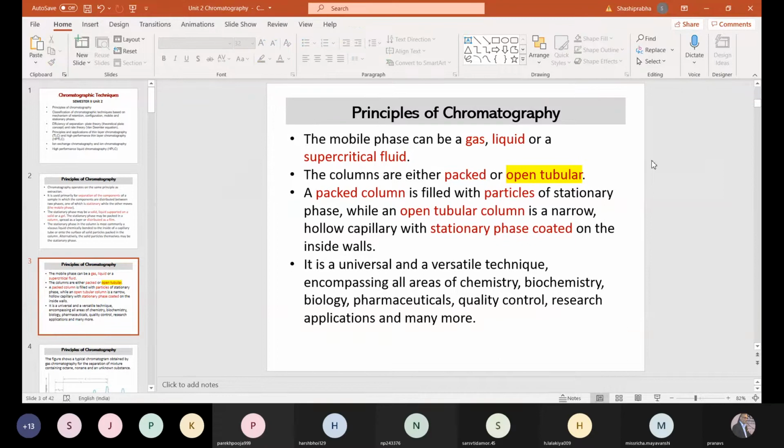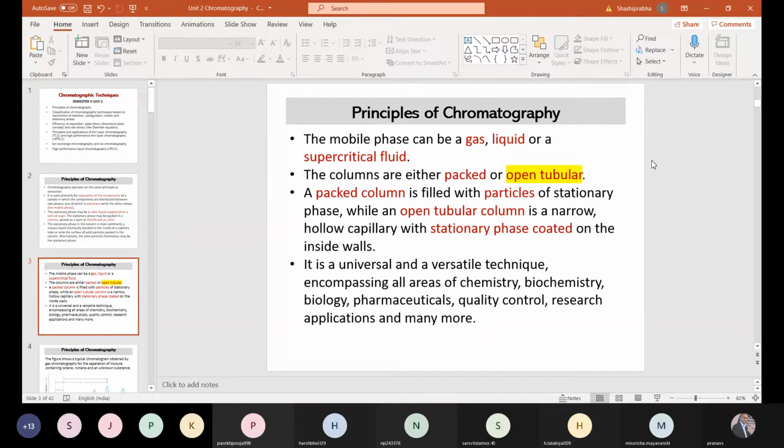If I talk about the length of columns, this length can vary from 0.05 meters to 100 meters. The lengths of the columns which are used in different chromatographic techniques can vary from as small as 0.05 meters, which is 5 centimeters, to 100 meters. You know how much 100 meters would be? That is the length of the columns.